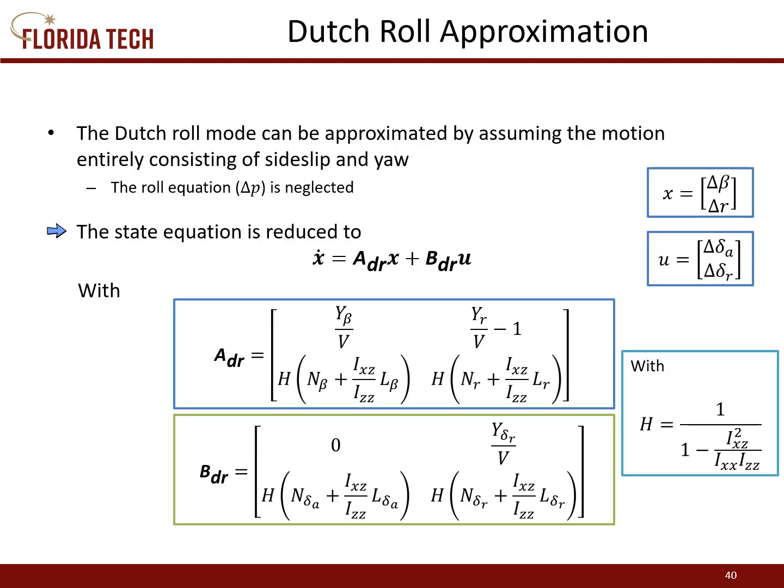Next, we'll look at the Dutch roll mode approximation. So we can assume the motion entirely consists of side slip and yaw, so the roll equation again is going to be neglected. It'll get our state space equation down to a nice 2x2 for the A and B matrix, and so that's easy to do determinants and solve. So simplified model.